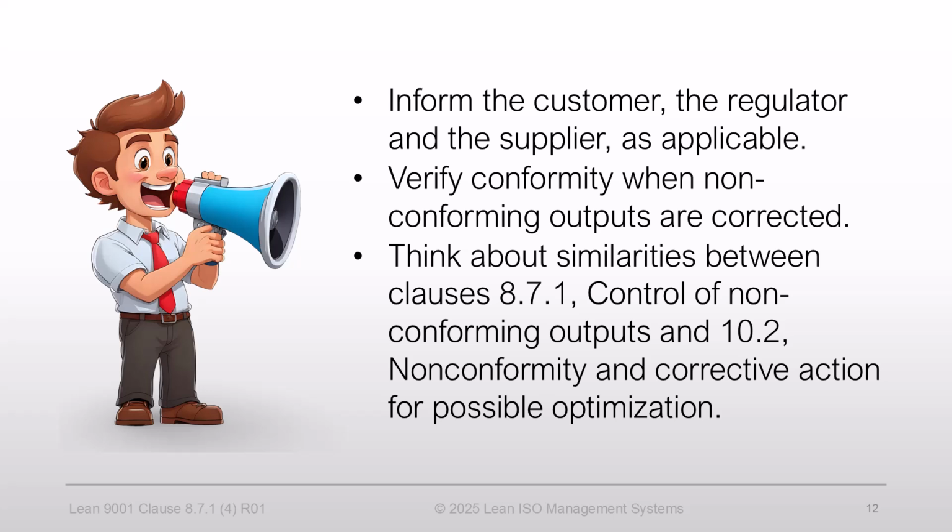To wrap things up, here's a quick summary of today's discussion. Inform the customer, the regulator, and the supplier of the nonconformities, as applicable. Verify conformity when non-conforming outputs are corrected. Consider similarities between clauses 8.7.1, control of non-conforming outputs, and 10.2, non-conformity and corrective action for possible optimization.